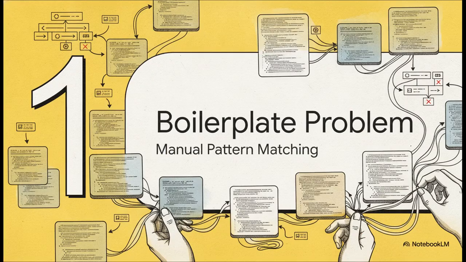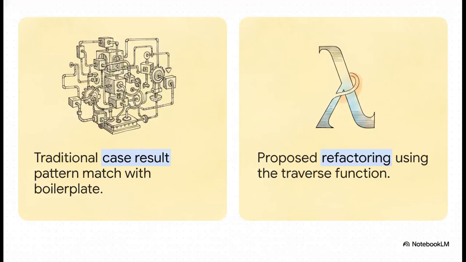Which brings us to Section 1, the boilerplate problem. Let's talk about dealing with manual pattern matching. When you're dealing with operations that might fail, you frequently end up writing all this repetitive code just to route your error states. Traditionally, using a case result of pattern match forces you to manually type out both the success and the error cases. This results in a highly redundant Left error branch whose literally only job is just to pass the error along. And this brilliantly illustrates the shift. Aang's proposed refactoring uses traverse and an anonymous function handling the bytes, and it fundamentally changes the game here. We are literally erasing lines of boilerplate code and getting straight down to the business logic.